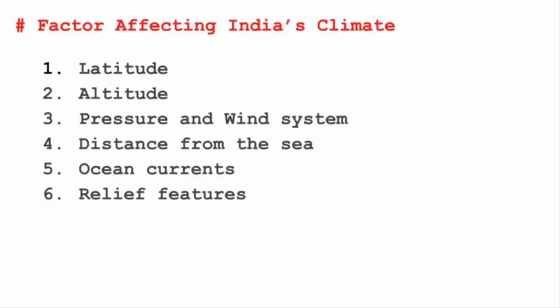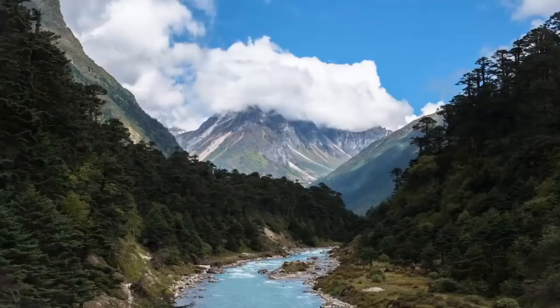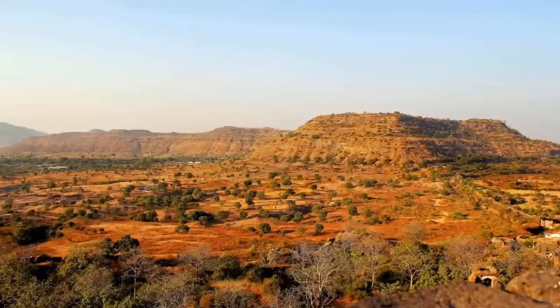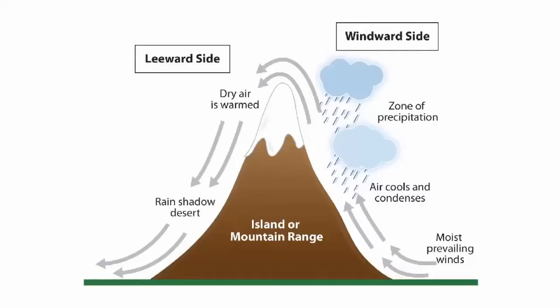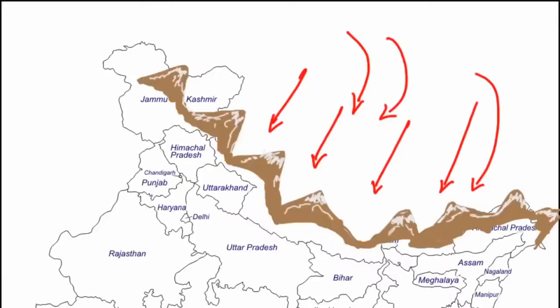And the last factor is relief features. In geography, the meaning of relief is typical high and low lying areas like mountains, plateau, plain, deserts, etc. High mountains act as barriers for cold or hot winds, just like the Himalayas that protect us from the cold chilly wind of the Arctic.